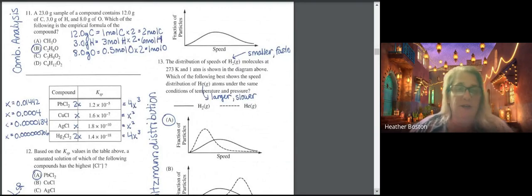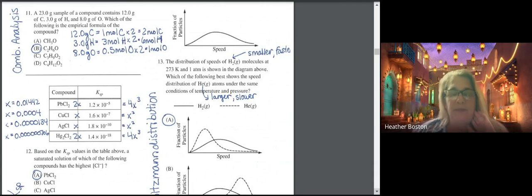11 is a combustion analysis problem. You got 12 grams of carbon, 3 grams of hydrogen, and 8 grams of oxygen. We know we cannot compare grams to grams. So the first thing we have to do is change it to moles. When you change it to moles, you'll see that you have 1 mole of carbon, 3 moles of hydrogen, only half a mole of oxygen. You can't have half of an atom, so you have to multiply by a whole number to get a whole number. And that's where you get 2 carbons, 6 hydrogens, and 1 oxygen.